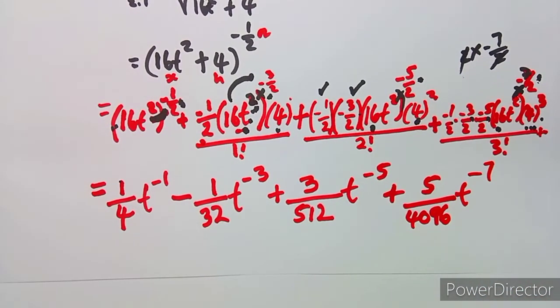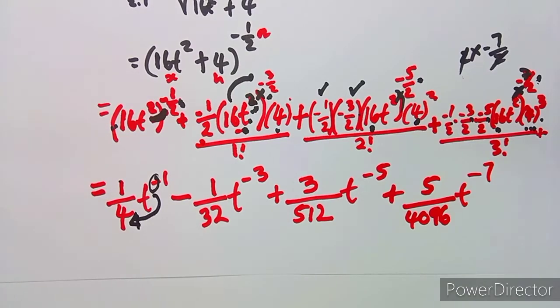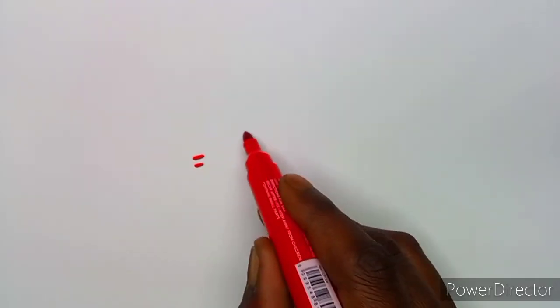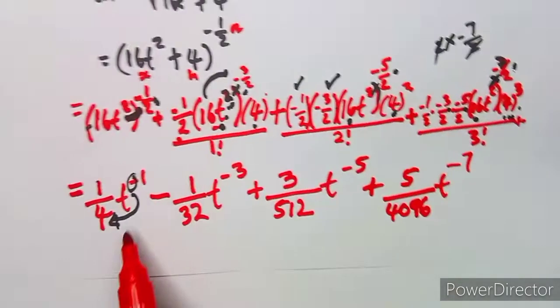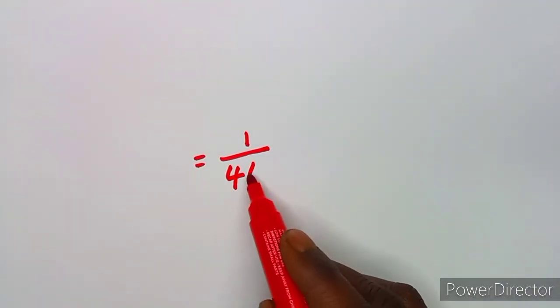So take note, our calculators give us values which are simplified like this. So you have to write them as they are from your calculator. Remember, the exponent of minus means 1 over. So you're going to write this as 1 over 4t. So everything is going to be equal to 1 over 4t.